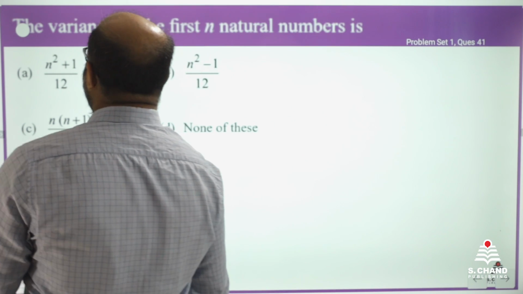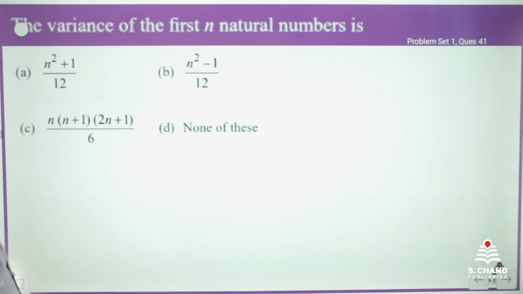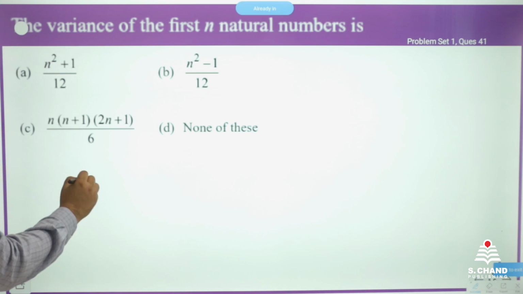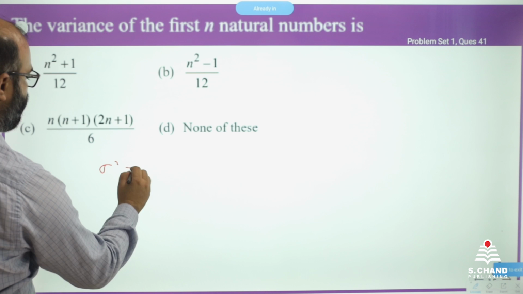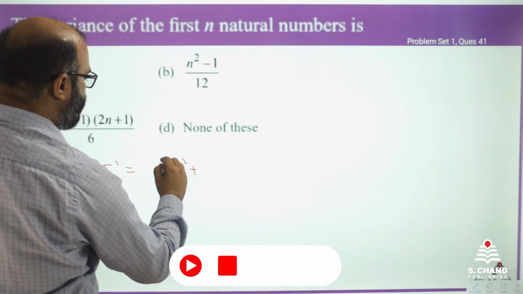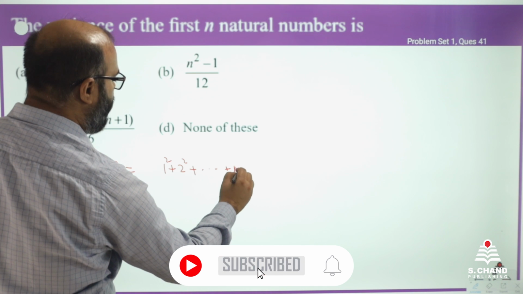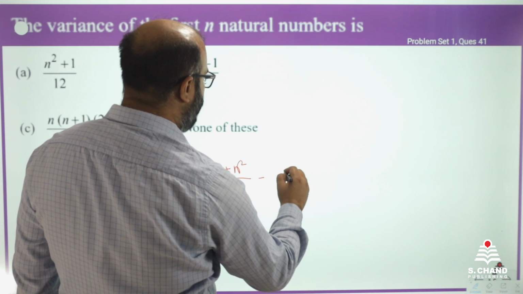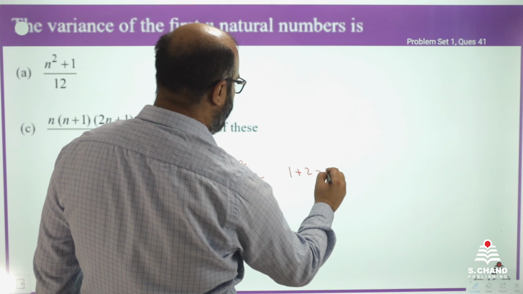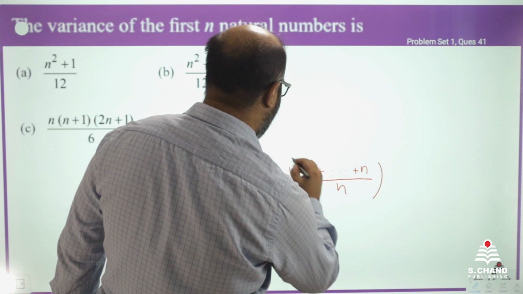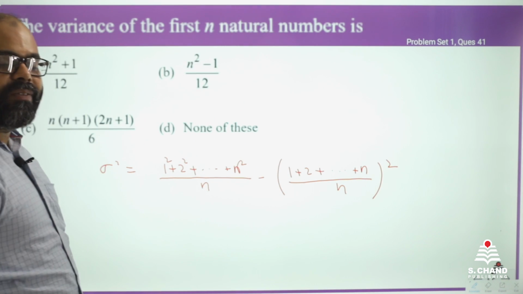Let us come to the next question. The variance of the first n natural numbers is. Now we know what the variance is. Variance is equal to (1 square plus 2 square, and so on till n square) by the number of terms, minus the mean, that is (1 plus 2, and so on till n) upon n, and square of this. This is how we find variance.